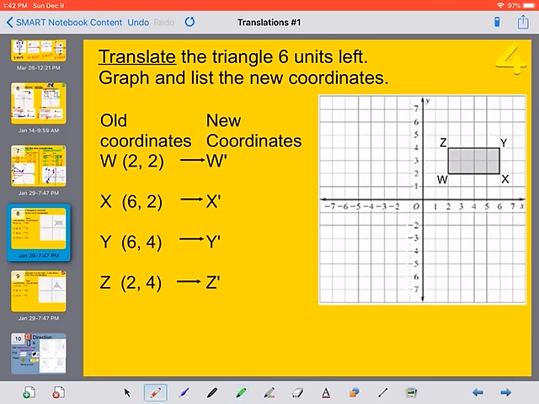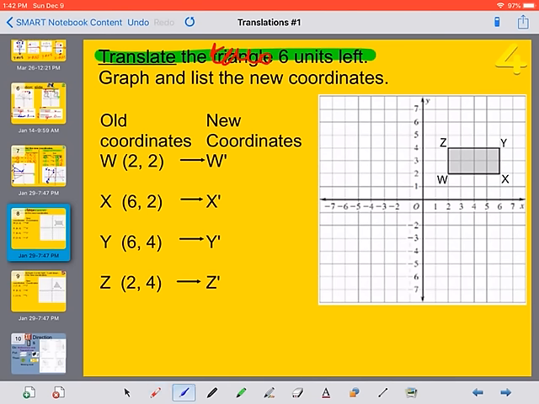Alright, here we have a rectangle. It says translate the unit, or the triangle. What is going on here? This is not a triangle. Rectangle, 6 units left. Graph and list the new coordinates.